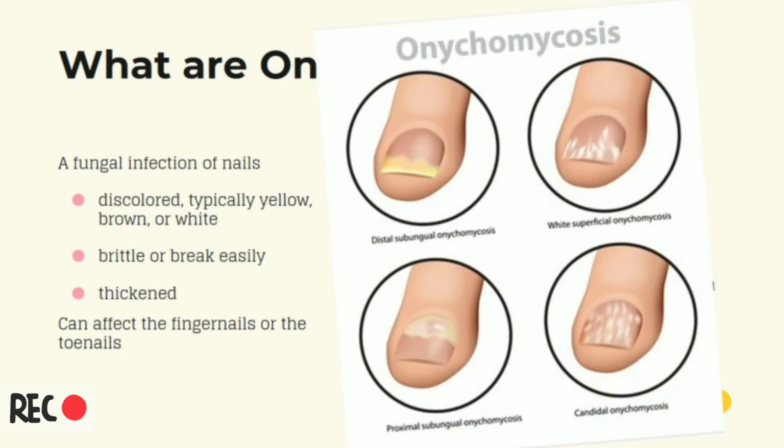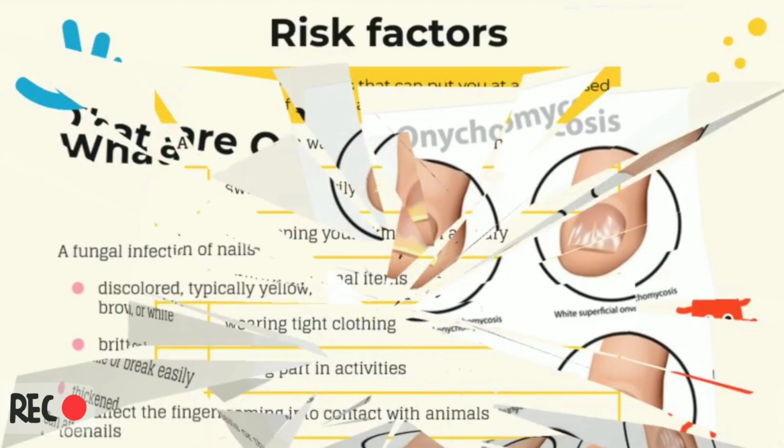So this is the picture of this disease. So you can see there is this yellow color and it looks not really healthy. So let's see the risk factors.